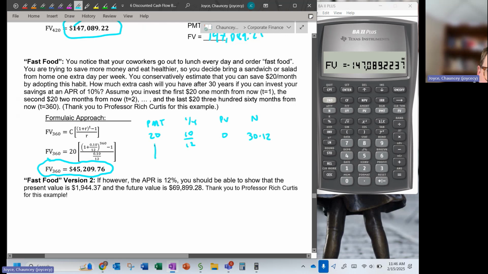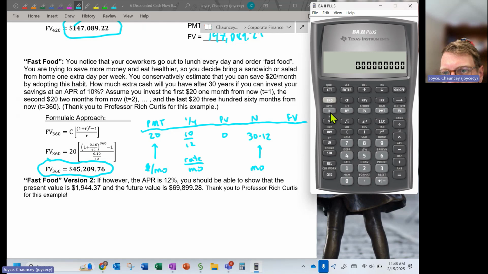And this is an amount, dollar per month. This was a rate per month. I like to write out these units just to make sure we didn't miss any. And this is number of months. And so we're going to compute that future value. Let me show you.